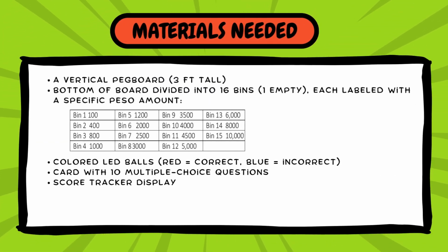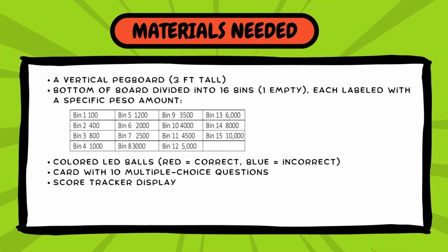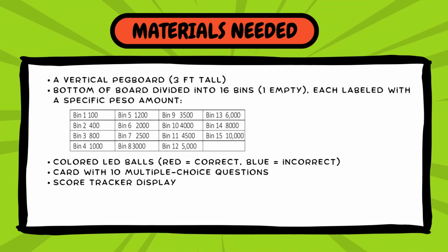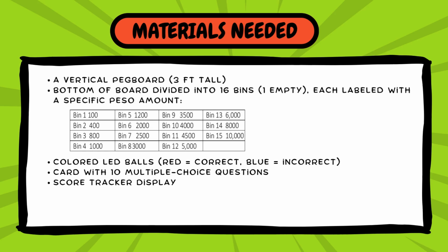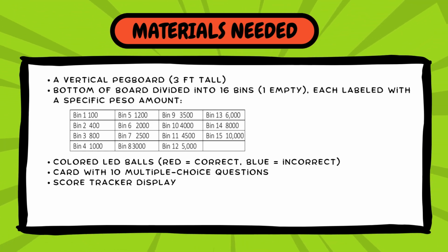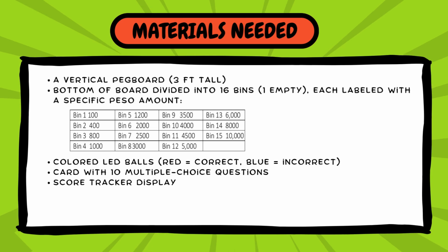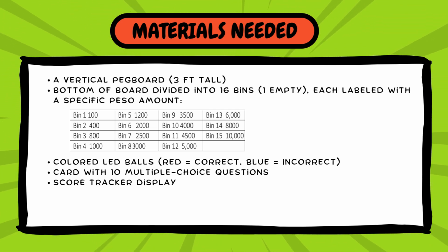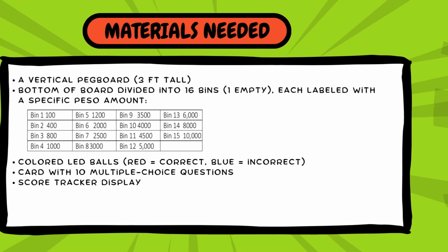Materials needed: a vertical pegboard, 3 feet tall, bottom of board divided into 16 bins, 1 empty, each labeled with a specific peso amount. Colored LED balls, red equals correct, blue equals incorrect, card with 10 multiple choice questions. Score tracker display.